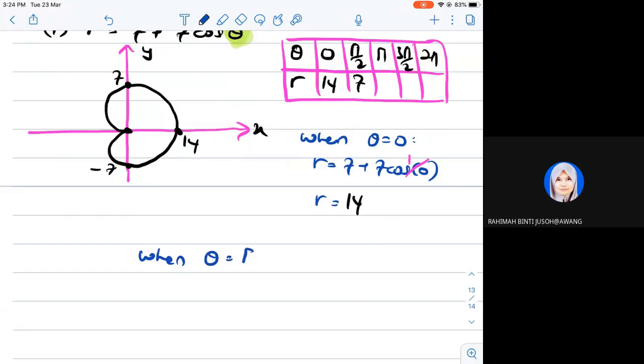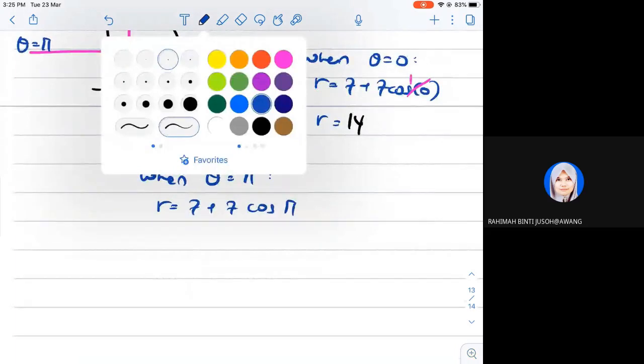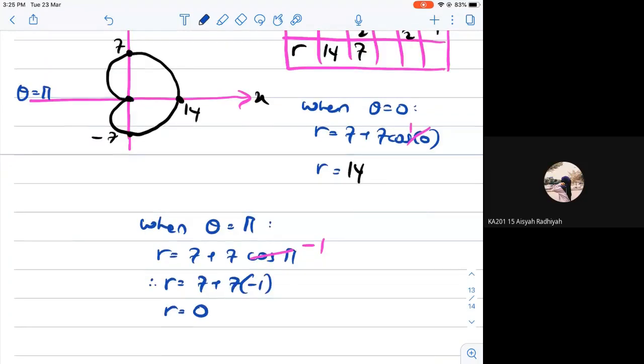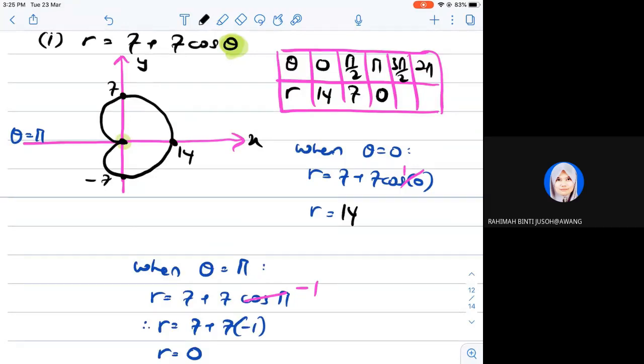When theta equals to pi, kat sini theta equals to pi kat situ. R equals to 7 plus 7 cos pi. Okay. Yes. Cos pi adalah equals to negative 1. Kan? Yes. So, R equals to 7 plus 7 times negative 1. So, you dapat apa? R equals to 0, isn't it? Yes. That's why dia masuk ke dalam. Dia 0 kat sini. Because of, we have the values of R equals to 0. Sebab tu dia masuk ke dalam tu jadi 0. Faham? Faham, madam. So begitulah seterusnya. Kalau you lengkapkan table tu, you akan dapat setiap koordinat tu lah.